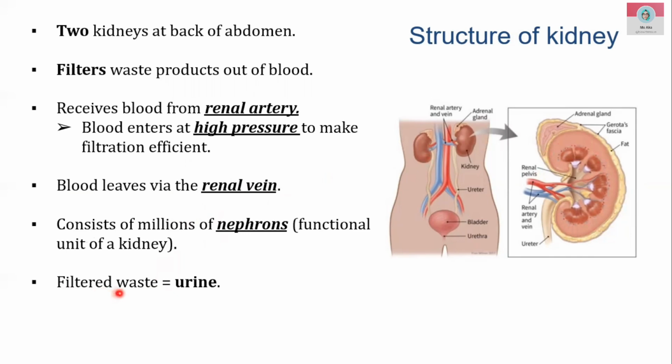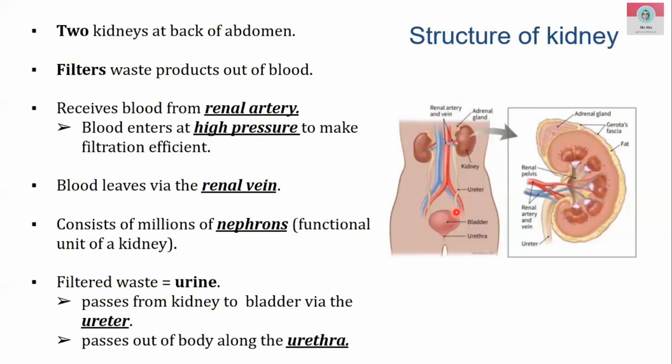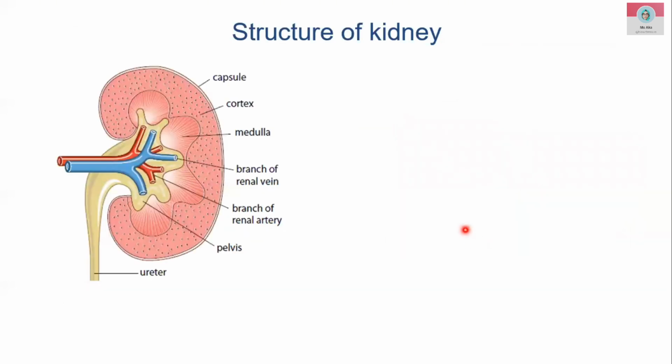Any filtered waste is excreted as urine, and that urine will pass from our kidney to the bladder via the ureter, which you have learned already. Then it will pass out along the urethra, which you already learned during O levels. Again, very, very important.